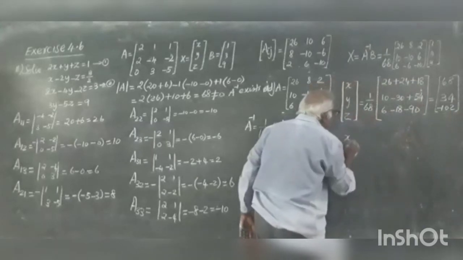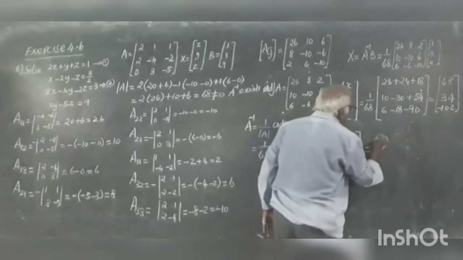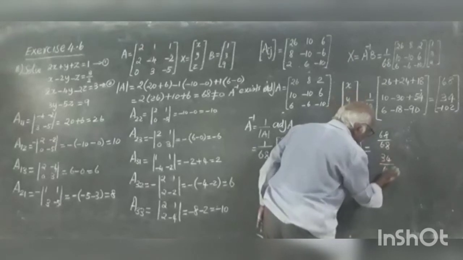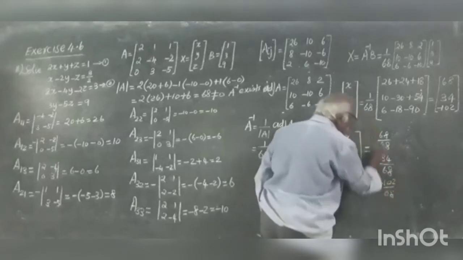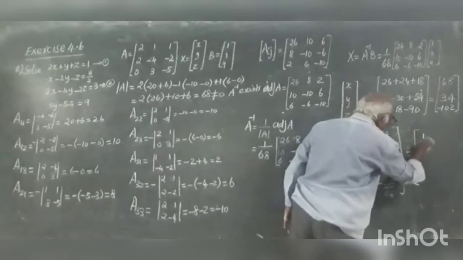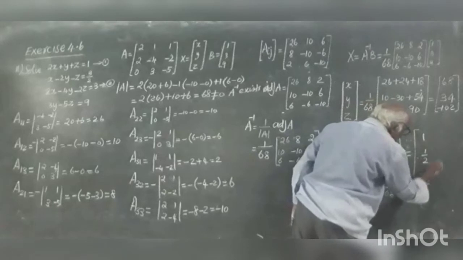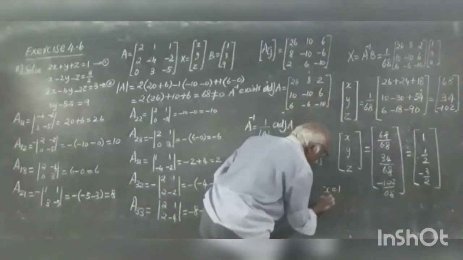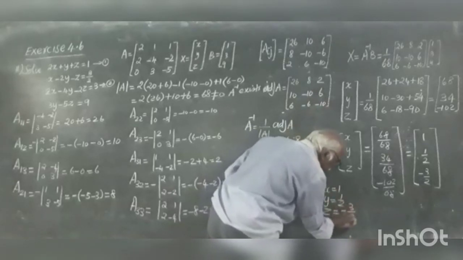Then x, y, z is equal to 68 by 68, 34 by 68, and minus 102 by 68. The answer is 1, 1 by 2, and minus 3 by 2. Therefore x is equal to 1, y is equal to 1 by 2, and z is equal to minus 3 by 2.